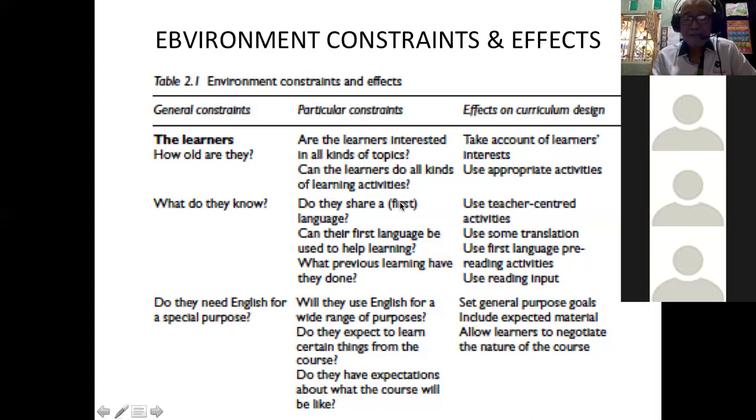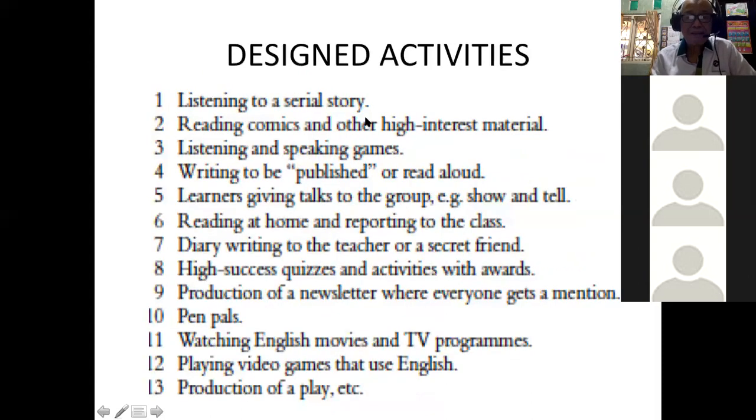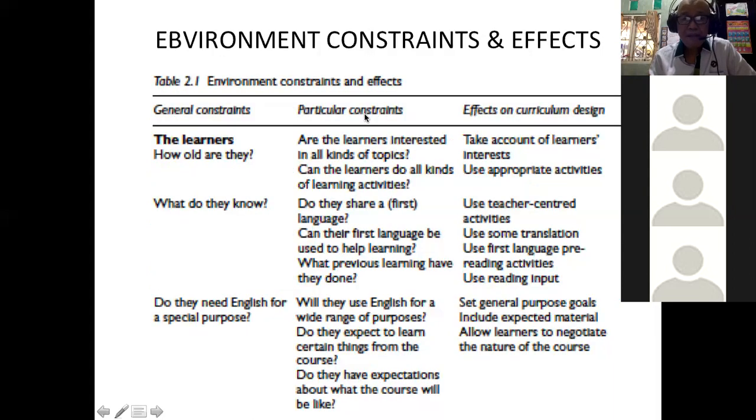So you have to add, once again, designing the activities. While you are identifying the specific constraints in this factor, you think about the effect on the curriculum, and then what kind of activities you may design to address the constraint that you have identified. So there are four aspects that you have to write down.